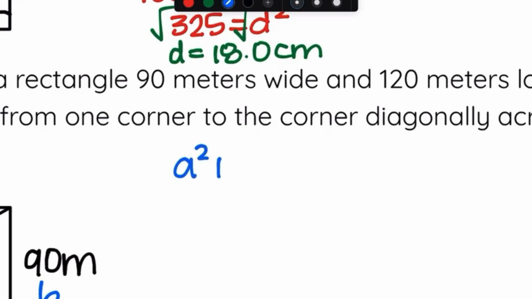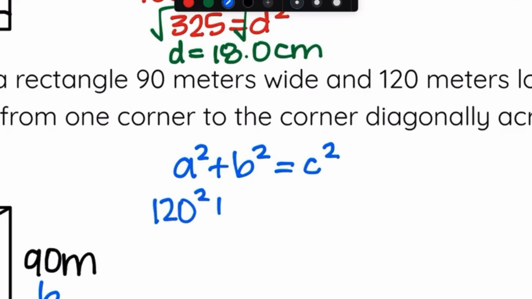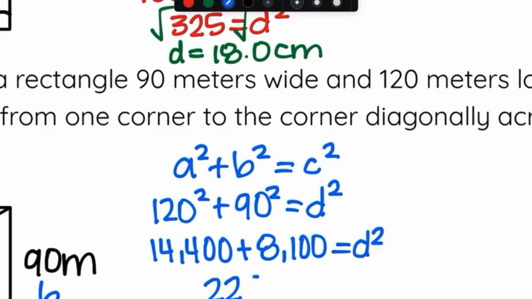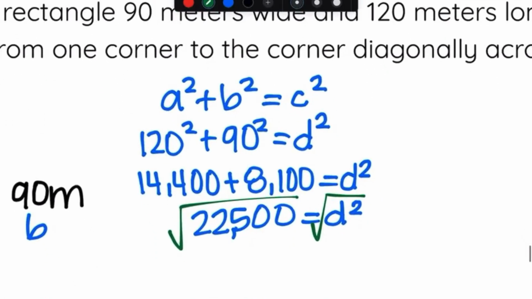So I get A squared plus B squared is equal to C squared. So again, I'm just plugging in. 120 squared is 14,400. 90 squared is 8,100. And when I add those together, I get 22,500 is my unknown. And so to take the square root of both sides, again, thank goodness for calculators, you do get 150 meters exactly.